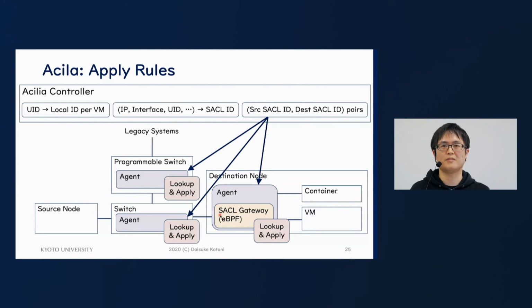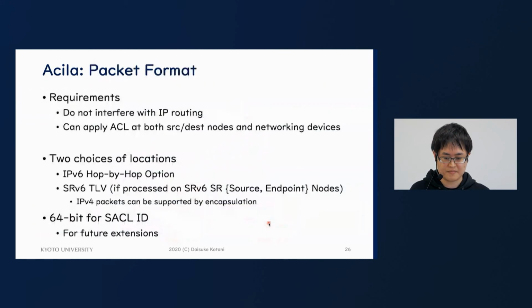Then when applying rules, where should we do this? This can be done anywhere, but we should apply these rules when they are actually used. In our case, our first target is to apply the rules on destination nodes. We will first distribute to the destination node and write the process in BPF.